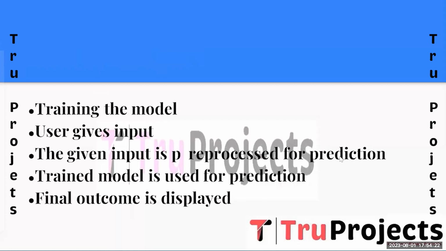And the next step is the trained model is used for the prediction. The pre-processed input is fed into the trained model, where each algorithm predicts the likelihood of the user subscribing to the service based on the input data. And the last one is the final outcome is displayed. The predictions from all the algorithms are collected and displayed to the user. This final outcome provides insight into whether the client makes the deposit or not in the Portuguese bank.